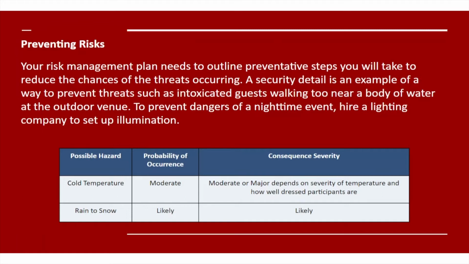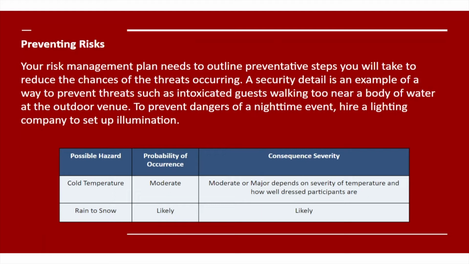First and foremost, we need to think about how we can stop anything from happening to start with. Stop stuff before it ever happens, that way we don't have to worry about it. So for preventing risk, your risk management plan needs to outline preventative steps that it will take in order to reduce the chances of a threat occurring. So the logical first thing to do is to stop stuff before it ever happens. Security details are an example: ways to prevent threats such as intoxicated guests walking into a body of water at an outdoor venue. To prevent dangers of a nighttime event, hire lighting companies, set up illumination. So this basically is a prevention method.